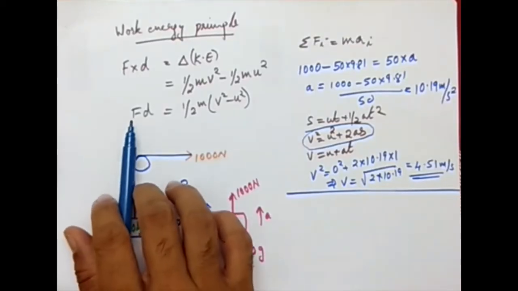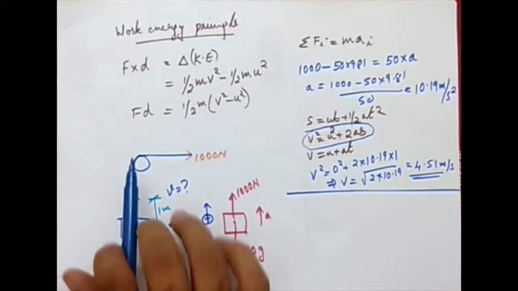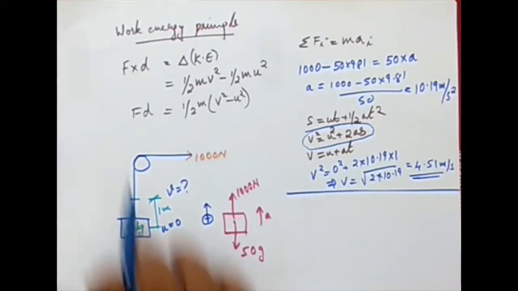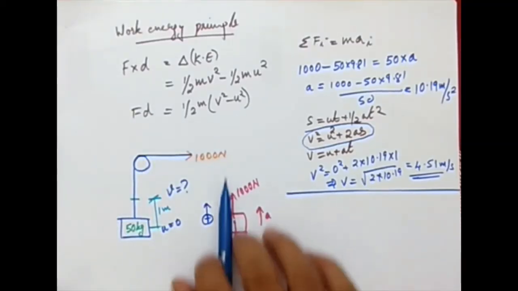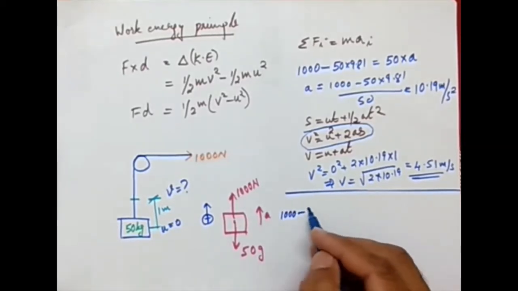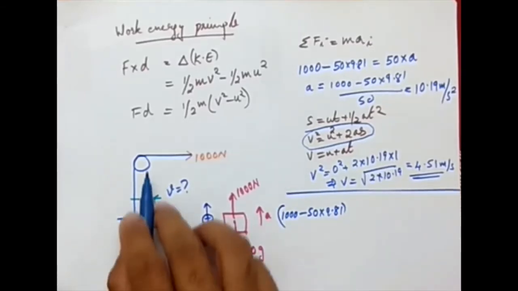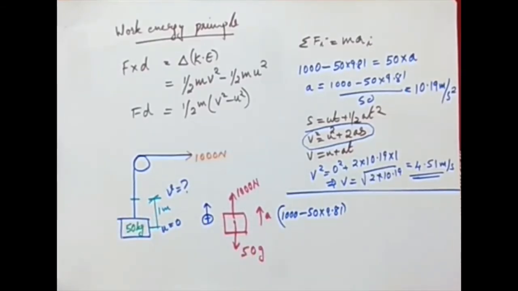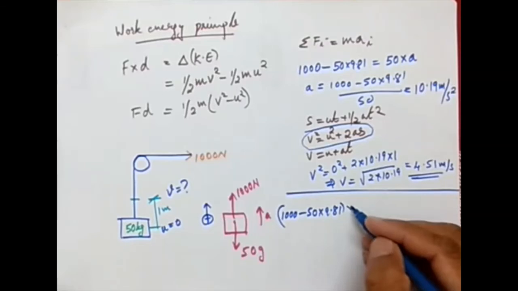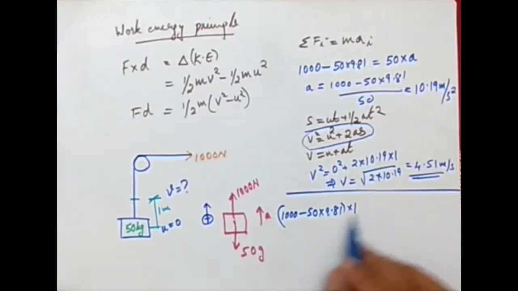So I want to get the force. The displacement is in this direction, so the force in that direction needs to be calculated. The force in that direction is 1000 upward, 50 g downward. So the net force is 1000 minus 50 × 9.81 in the direction of the displacement, and the displacement we know is 1 meter. So this is basically the work done.